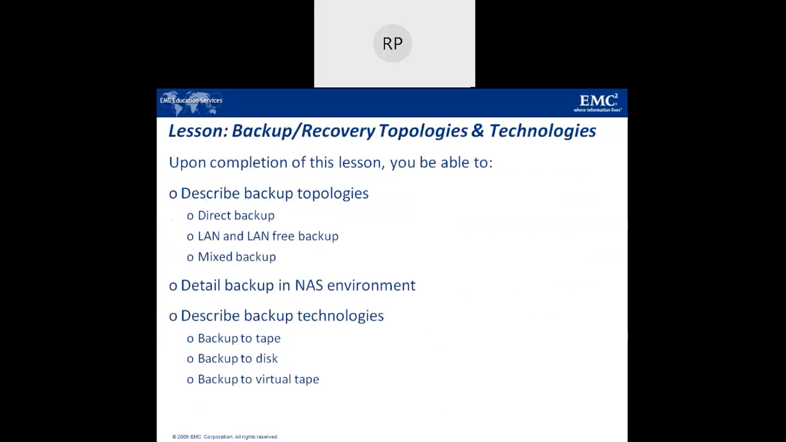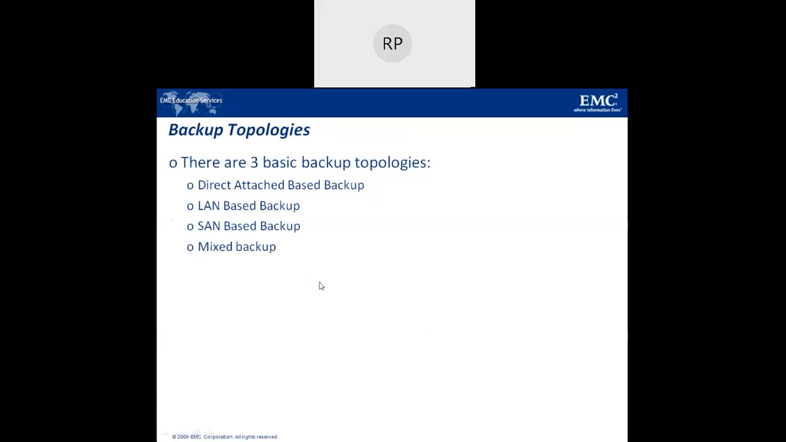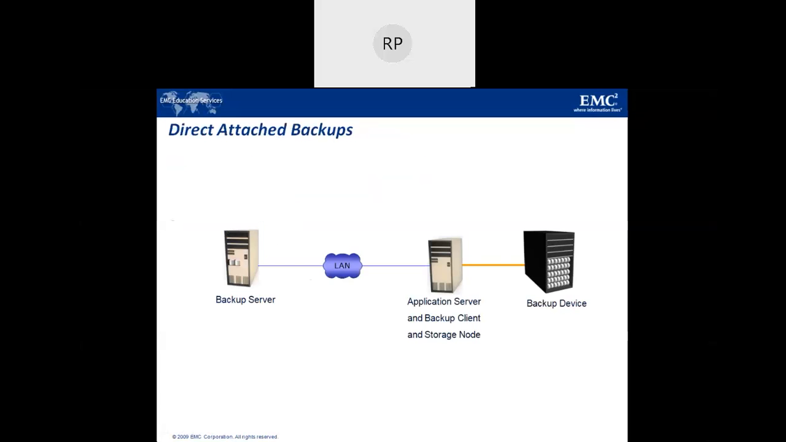Now today we are going to discuss the different topologies which are present for taking a backup. There are three basic backup topologies. One is called direct attached based backup. Second one is LAN based backup, and the third one is SAN based backup. And the fourth option is a mixing of the above three topologies, that is mixed backup. Now we'll start with the first one, that is direct attached backup topology.